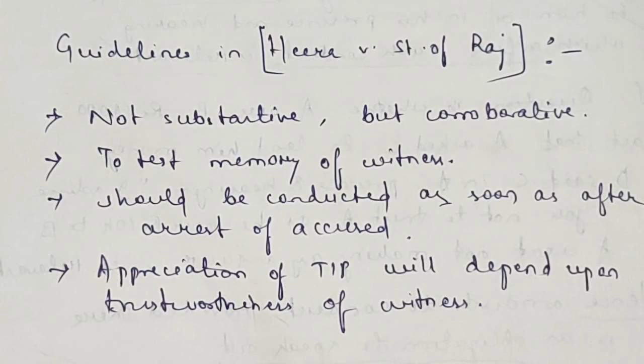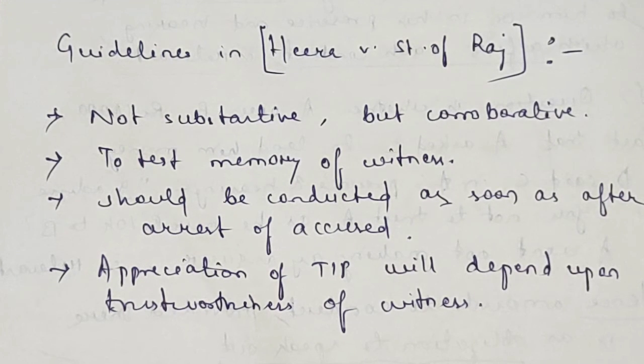So there were some guidelines laid down in the case of Hira versus State of Rajasthan that TI period is not substantive but a corroborative piece of evidence. It is to test the memory of a witness. It should be conducted as soon as possible after the accused is arrested, and appreciation of TI period will depend upon the trustworthiness of the witness. So these are the guidelines laid down in this case.